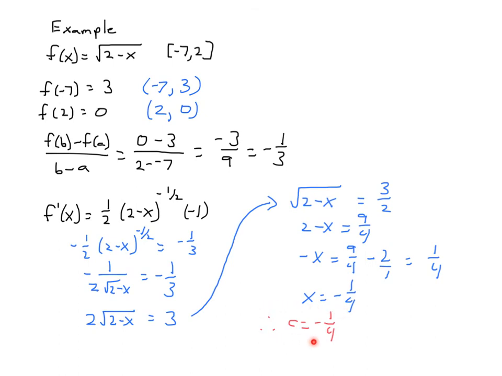So our answer on this one, the c value in the interval from negative 7 to 2 that guarantees the place where the curve will have a slope parallel to the secant line, is at negative 1/4. So that's the value that satisfies the mean value theorem.